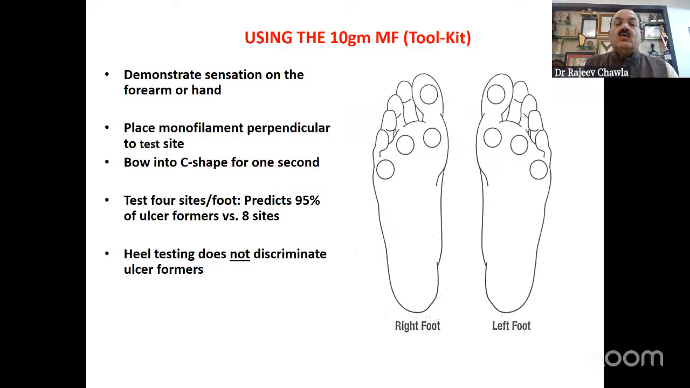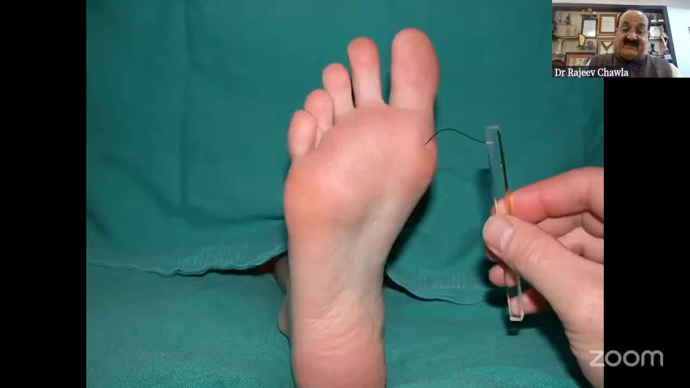This is how you use monofilament. I told you, demonstrate the sensation on the forearm or hand first as a demonstration. Once they are able to feel it on the forearm or hand, then you put the monofilament on 4 points on each foot. That means 8 points on both feet. And if all 8 points have absent sensation, chances are that this can predict severe neuropathy, and these patients are likely to have foot ulcers subsequently. The risk of developing a foot ulcer is as high as 95%.